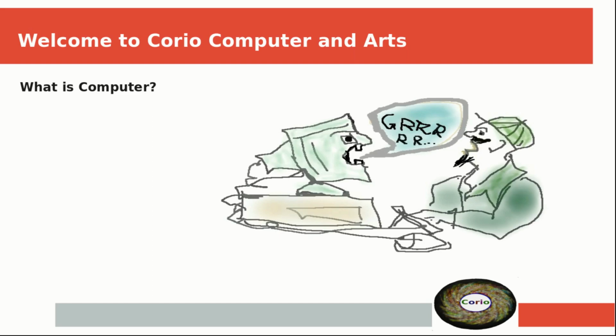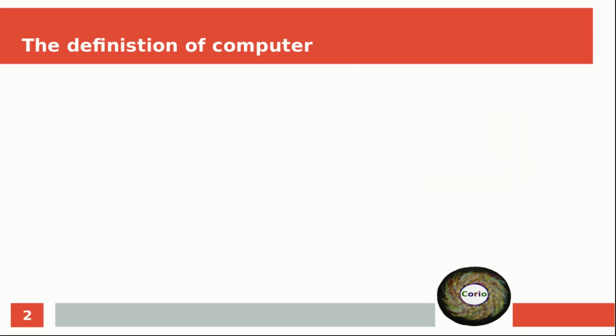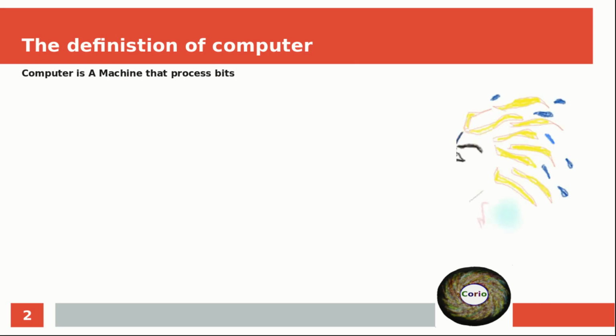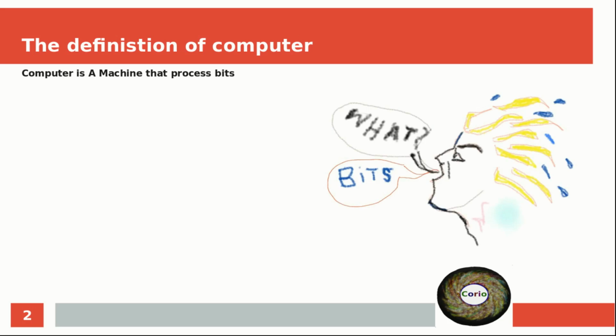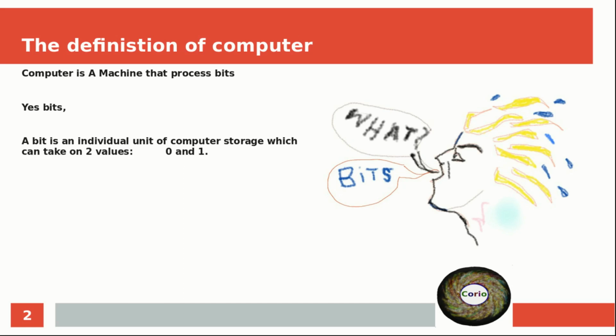So we begin with what is computer. Not the biting and grumpy computer. Just normal computer. The simplest definition of computer is, computer is a machine that processes bits. What? Bits. Is it James Bond 007 code? Or Star Wars Faraway Galaxy code? The answer is none of the above. Yes, bits. A bit is an individual unit of computer storage which can take on two values, 0 and 1.